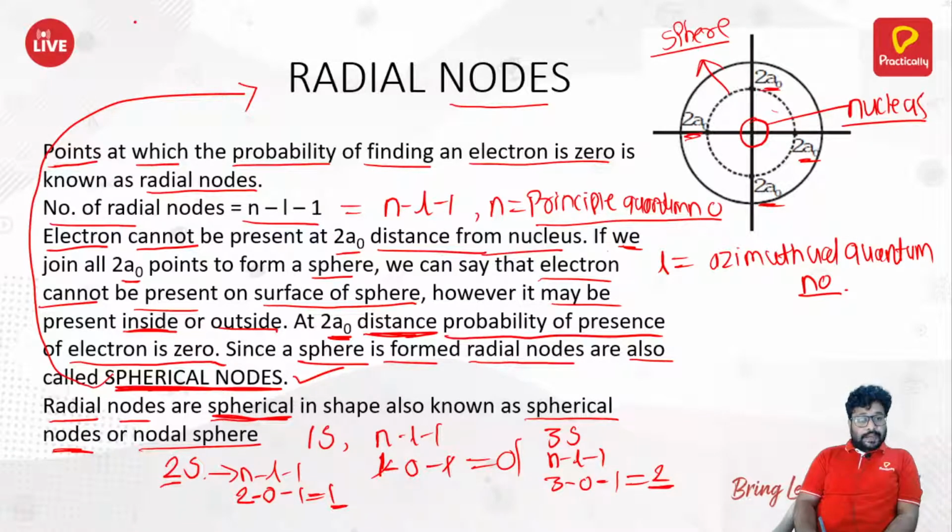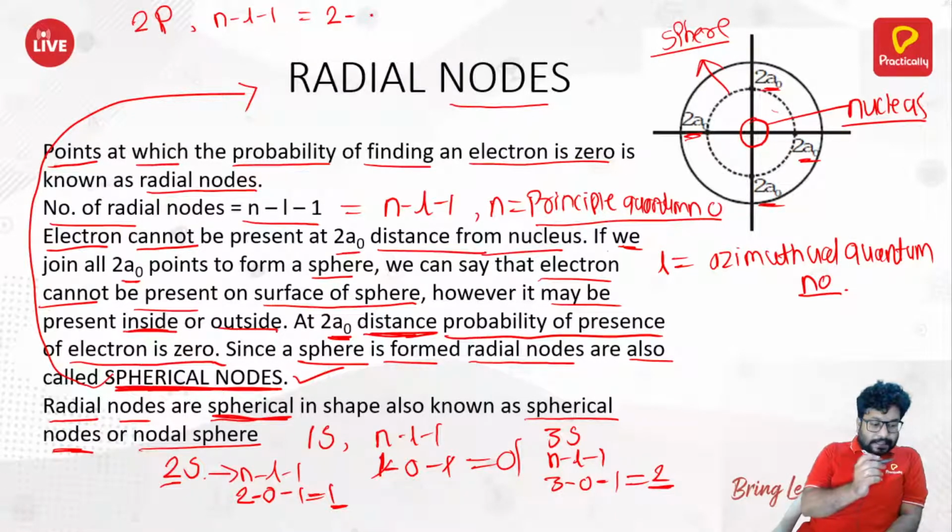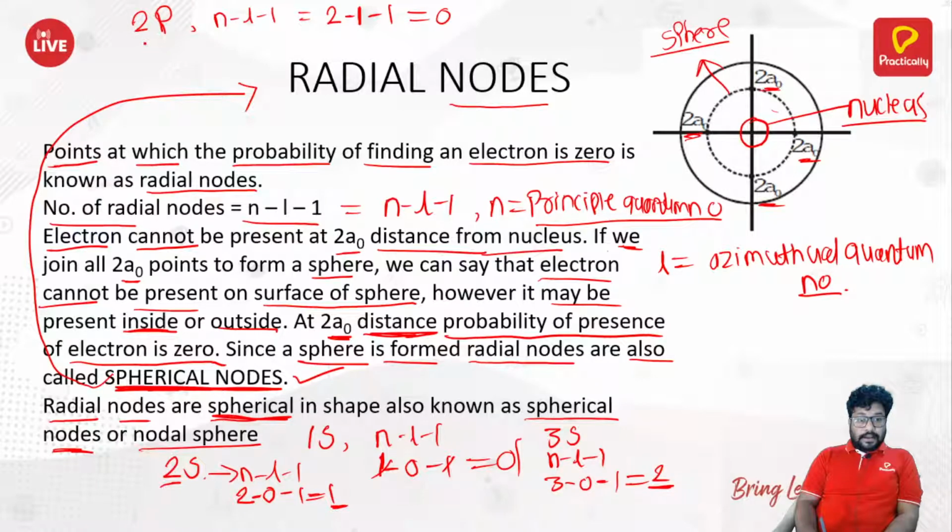Let's calculate for the p orbitals. Now the p orbital starts from 2p, right? There is no 1p. So for 2p, n minus L minus 1. N is 2. L is 1 for the p orbital. Remember SPDF, values of L as 0, 1, 2, 3. So 2 minus 1 is 1, 1 minus 1 is 0. So 2p has no node. Sometimes there is a slip of the tongue; I mean to say no radial node here.